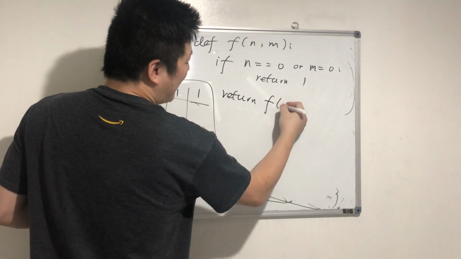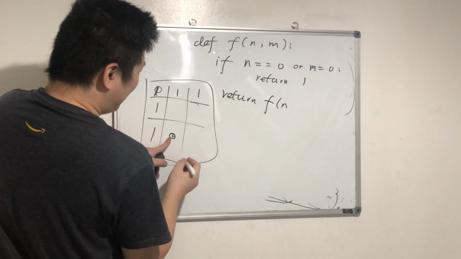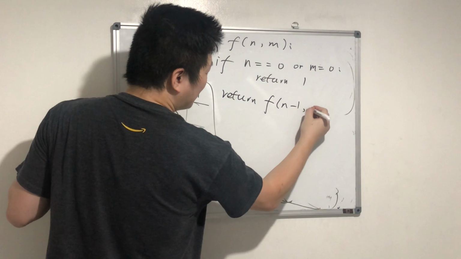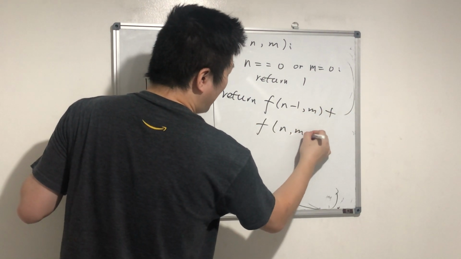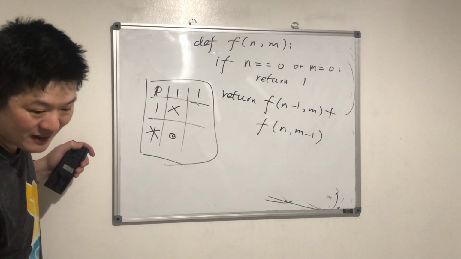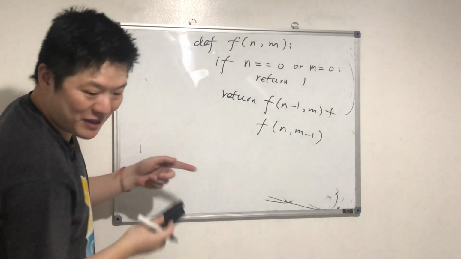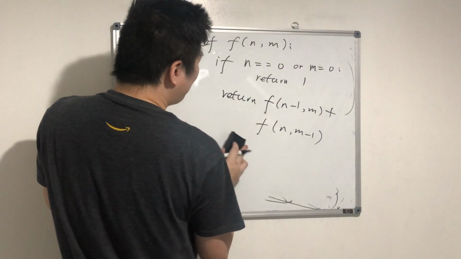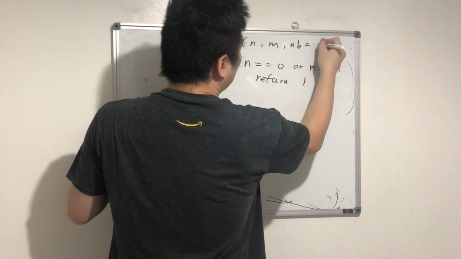And otherwise, return what? f(n, m), I'm here. It's the sum of these 2 points: f(n, m minus 1) plus f(n minus 1, m), right? Top down. Remember, we need to use the notebook. Remember yesterday in the notebook? So how do we use the notebook? Here. Notebook.